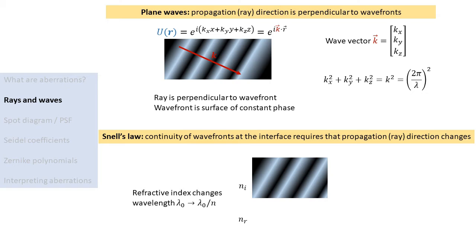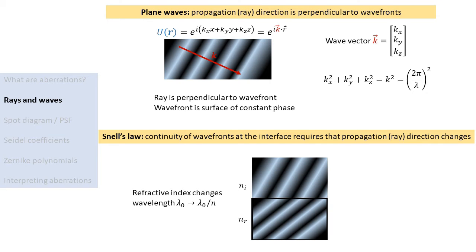At the interface, the field must be continuous, which means the wavefronts must still connect. Given that the wavelength changes, this connection is only possible if the orientation of the wavefronts changes. Therefore, the propagation direction of the light changes in such a way that follows Snell's law. This demonstrates that our understanding of the connection between ray optics and wave optics is indeed correct.